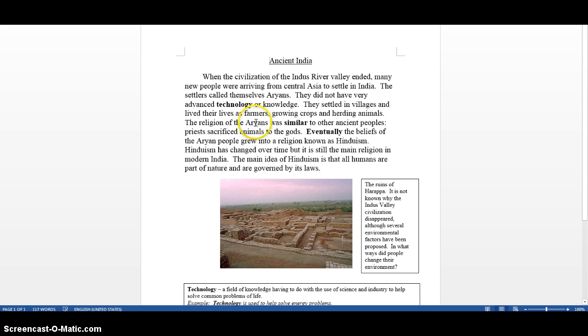The religion of the Aryans was similar to other ancient peoples. For example, priests sacrificed animals to the gods. We saw this in other civilizations before, didn't we? Eventually, the beliefs of the Aryan people grew into a religion known as Hinduism. Hinduism has changed over time, but is still the main religion in modern India. The main idea of Hinduism is that all humans are part of nature and governed by its laws.